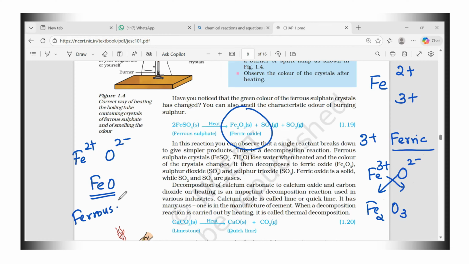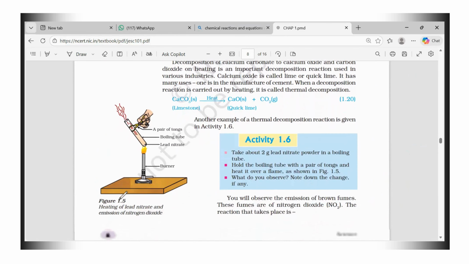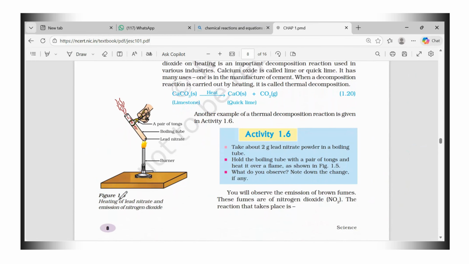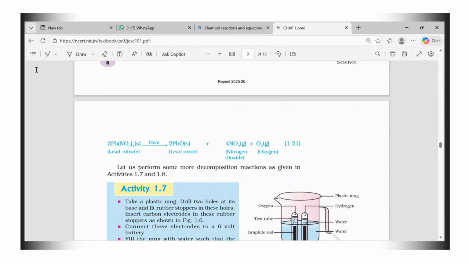So the first thermal decomposition is ferrous sulfate. Second, another decomposition with heat. If it is calcium carbonate, it's very clear what the oxide form is. Calcium oxide. And which is the gas released? Since there is a carbonate group, it will be carbon dioxide. If it is sulfate, sulfur dioxide. Carbonate, carbon dioxide. Now, one more decomposition with heat is lead nitrate.